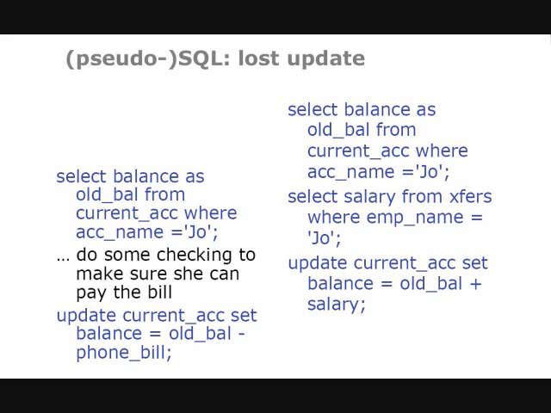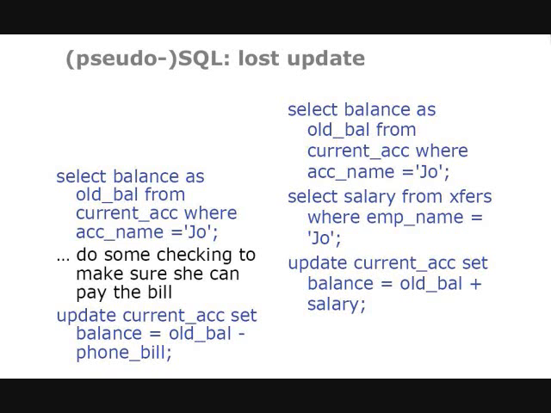At the same time, the other concurrent transaction is saying SELECT balance AS old_balance FROM current_account WHERE account_name = 'Joe', so it reads the same original value. Then SELECT salary FROM something WHERE employee_number = Joe, and then UPDATE current_account SET balance = old_balance + salary. But because this update executes slightly after, it overwrites the first. So I lose my update of the salary because there is concurrent execution which is not working well. There is a lost update problem. Can we all understand that?